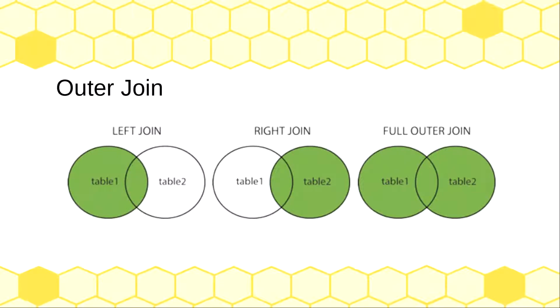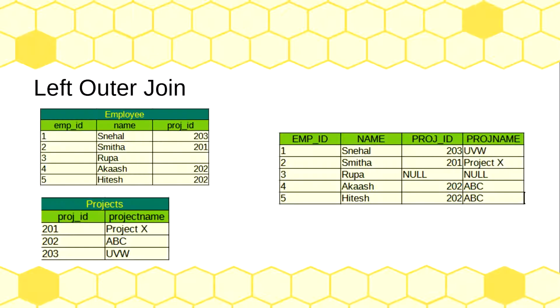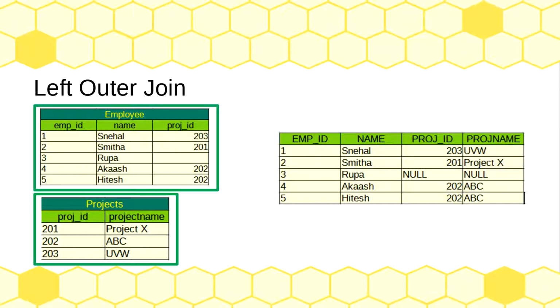The next type of join is an outer join. Outer joins have three types: left join, right join, and full outer join. Let's see an example of all these. First we will see the left join. A left join returns all the records from the first table and matches it with the records of the second table. Let's consider these two tables.